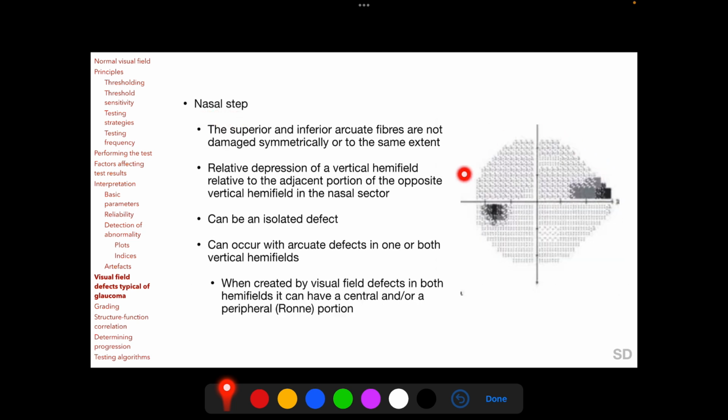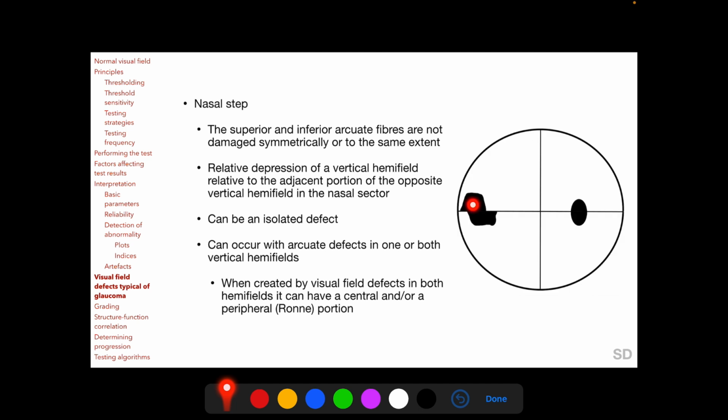Nasal step, as seen here in this figure, is the other more easily recognizable glaucomatous visual field defect, and it can be considered as an incomplete arcuate defect in the nasal sector abutting the horizontal meridian. And as we have learned, a nasal step occurs because the superior and the inferior arcuate fibers are not damaged symmetrically or to the same extent. So there is a relative depression of a vertical hemifield relative to the adjacent portion of the opposite vertical hemifield in the nasal sector. A nasal step can be an isolated defect but can also occur with arcuate defects in one or both of the vertical hemifields.